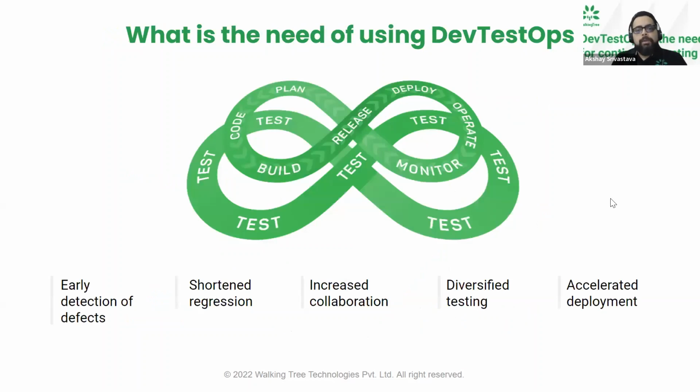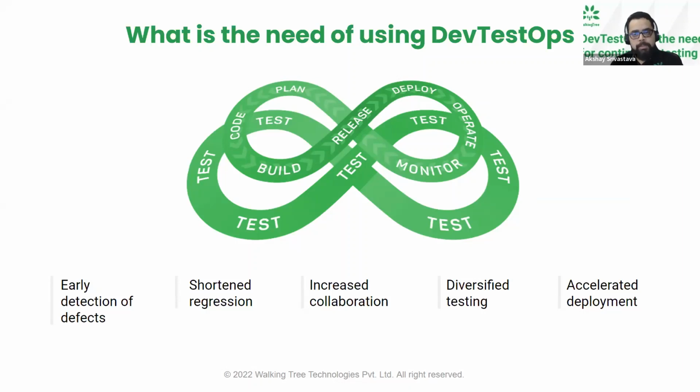Which brings us to the next question. Why do we need it? We understand what it is, but what benefit is it bringing? Why do we need it? So again, I'll start by talking about DevOps and then move to DevTestOps. DevOps is enabled when continuous integration is implemented along with continuous delivery and continuous deployment.